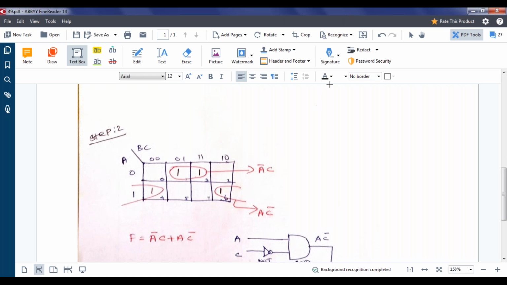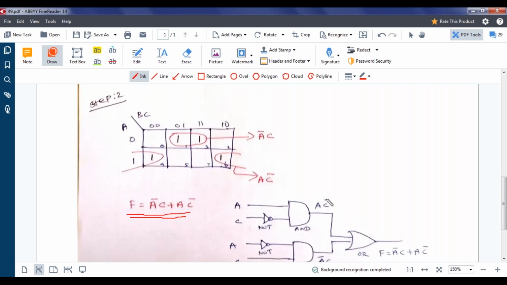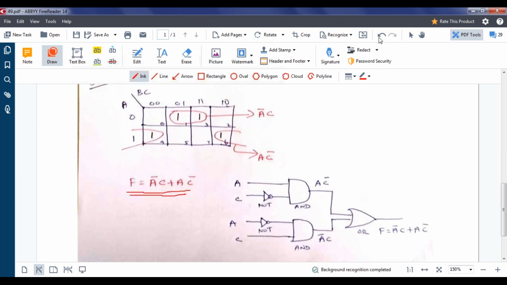In the last class we would stop the problem here. But in this problem they have mentioned implementation. We want to implement this Boolean expression into logic gates. So how should we draw it? Listen. First we want to consider A bar C.